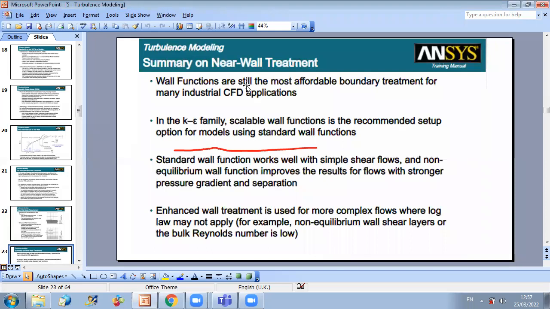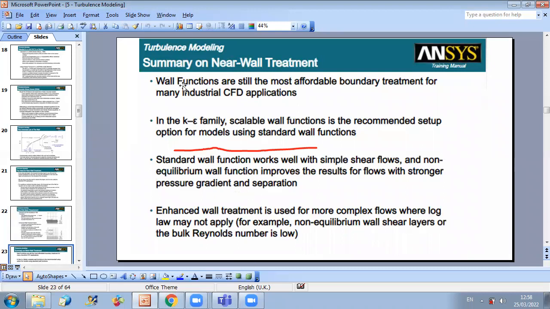Now, in summary, wall functions are still the most affordable boundary treatment for many industrial CFD applications. In the K epsilon family, scalable wall functions is the recommended setup option to model what is happening near the wall. Standard wall functions work well with simple shear flows, and non-equilibrium wall functions will improve the result for flows with stronger pressure gradient and separation. The enhanced wall treatment is used for more complex flows where log law may not apply.